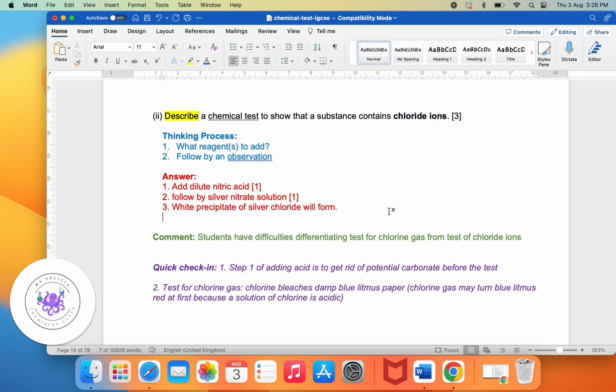Now again, this is a common confusion. Students usually confuse the test for the chloride ion with chlorine gas, so please get this right. And for those of you who need a shortcut, what's the test for chlorine gas? Just note that chlorine gas bleaches damp blue litmus paper, so that is the test for chlorine gas.